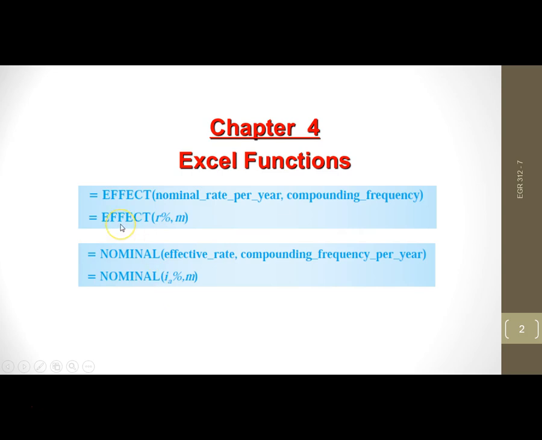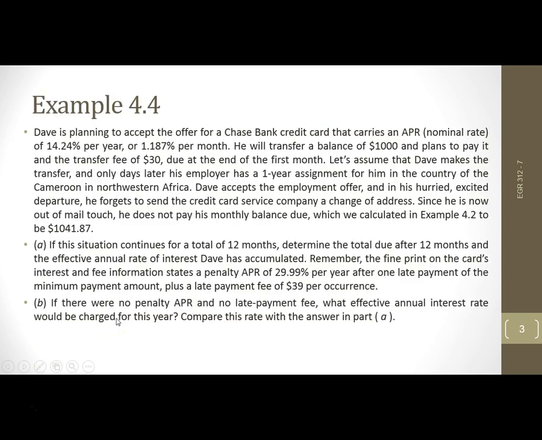Basically you are going to find the effective interest rate and the nominal interest rate based on the interest rates that are given to us. EFFECT deals with the nominal interest rate and the number of compounding periods, whereas NOMINAL takes the effective interest rate when it is given to you and the compounding frequency per year. Let's do a problem, then you will understand what I'm talking about.